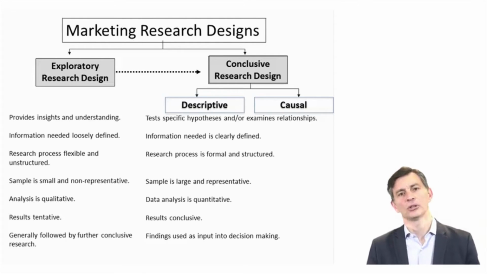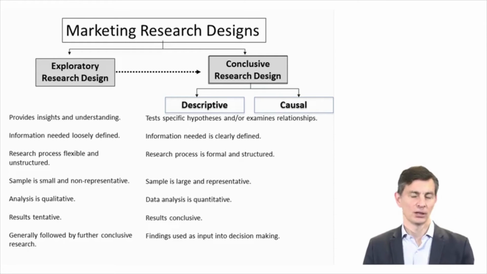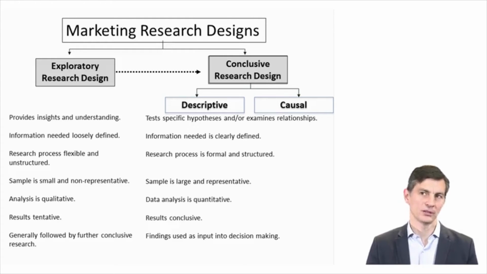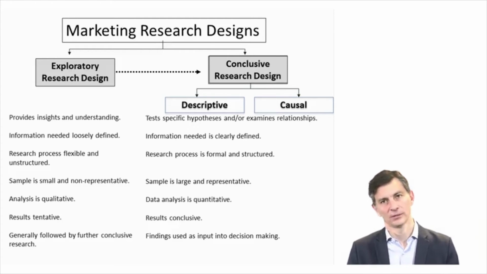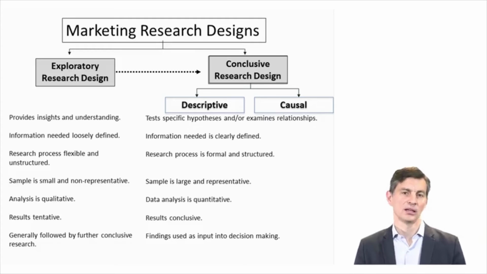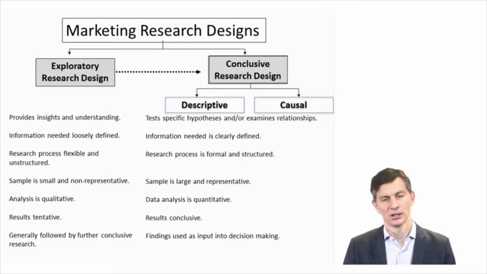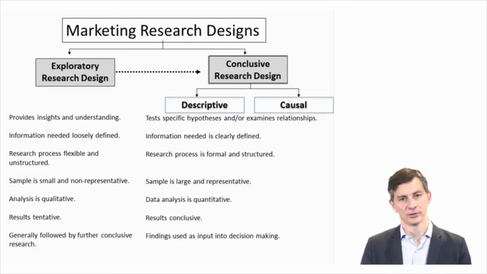So third, let me talk about the different kinds of research methods. Marketing research designs can come in two forms: exploratory research designs and conclusive research designs. The two are very different. The conclusive research designs can furthermore be divided into two different types of methods: descriptive and causal methods.